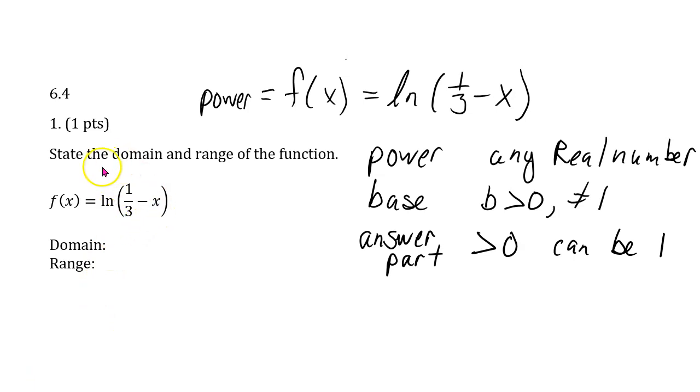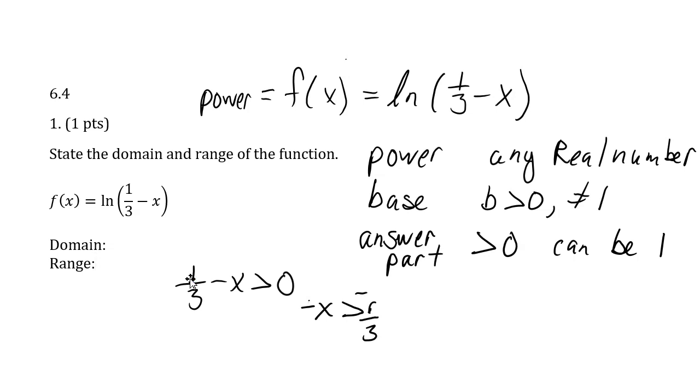Now let's look at what we have here. We have 1/3 minus x. This is the answer part since it is sitting next to the natural log. It must be strictly positive, which means that we can take the 1/3 minus x and set it greater than 0. Then we can solve the inequality by moving the 1/3 to the other side. This gives us negative x is greater than negative 1/3.